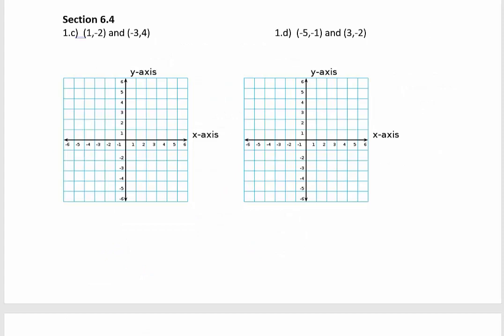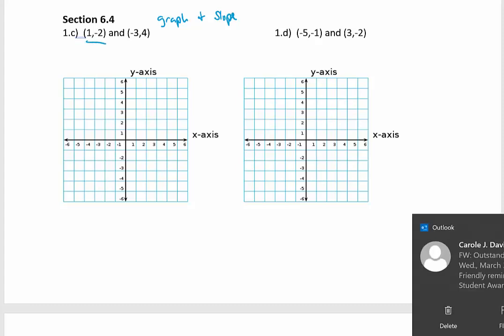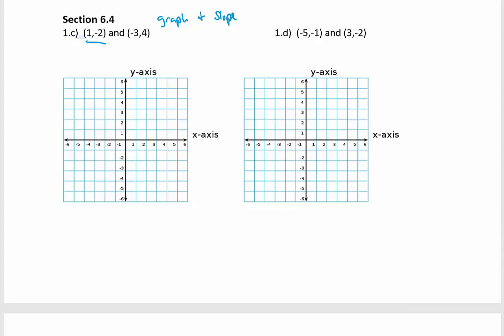Okay, so I don't have the question listed here, but we're looking at question 1 in 6.4, and what we're supposed to do is graph and find the slope of these lines. Okay, so let's take a look at C here, 1C. So the first point is 1 in the x direction, -2 in the y direction, so 1, -2. The next point is -3 in the x direction, 1, 2, 3, up 4, 1, 2, 3, 4.